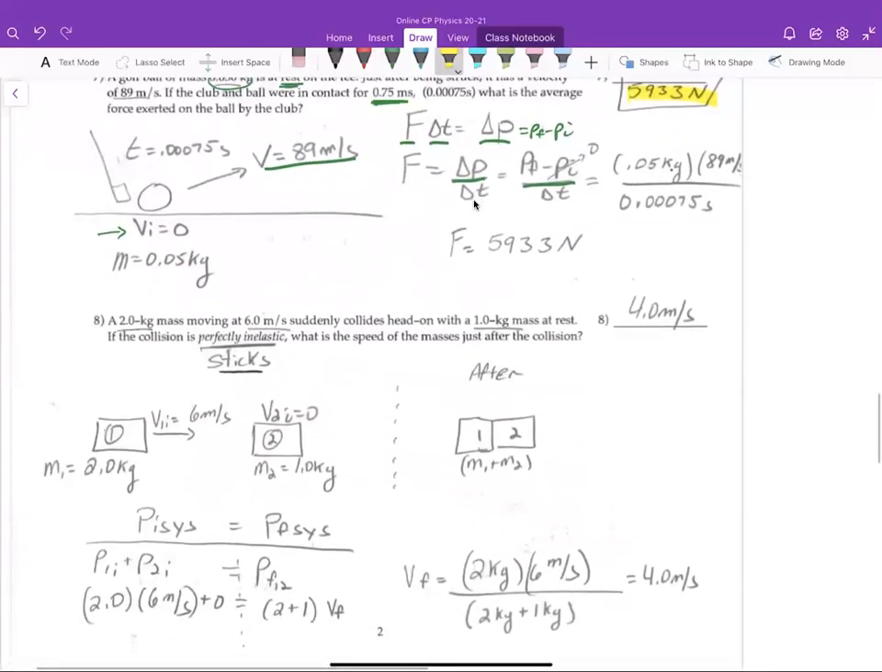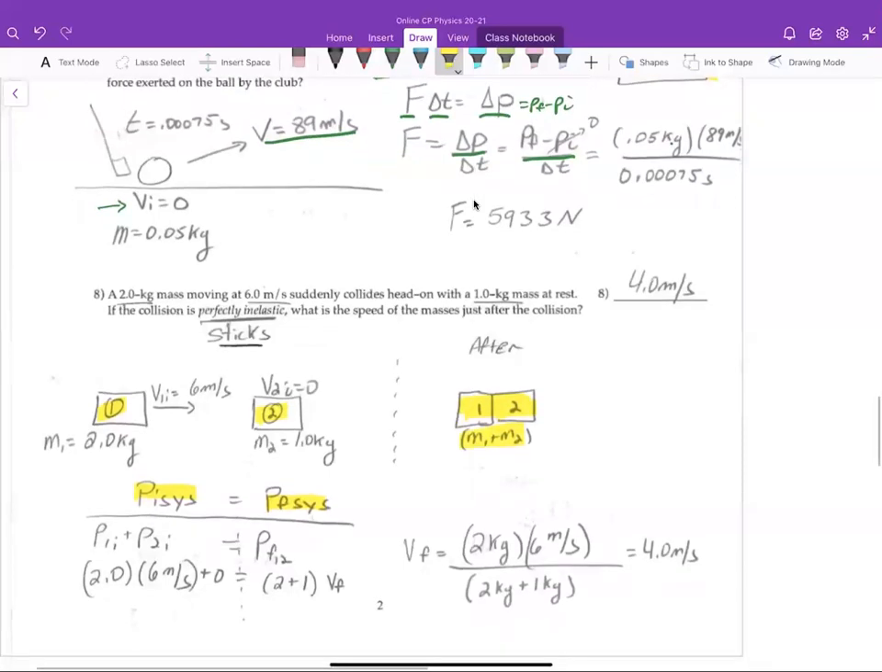A 2 kilogram mass moves at 6 meters per second, collides head on with a 1 kilogram mass at rest. If the collision is perfectly inelastic, which means it sticks, what is the speed of the masses just after they collide? In all my collisions, we have conservation of momentum, which means the momentum initial has to equal the momentum final. Draw a picture. I have an object 1 traveling to the right. I have an object 2 that's at rest. Here is what they look like afterwards. They're one object with a total mass of the 2 masses added.